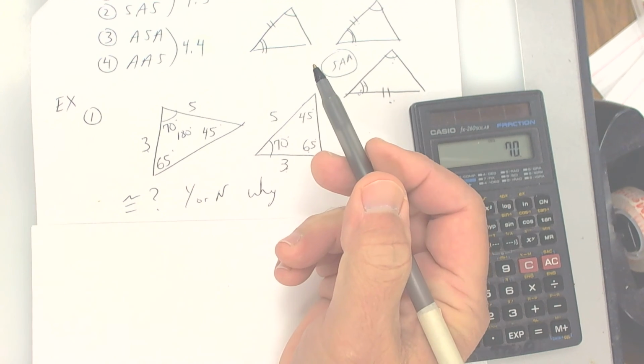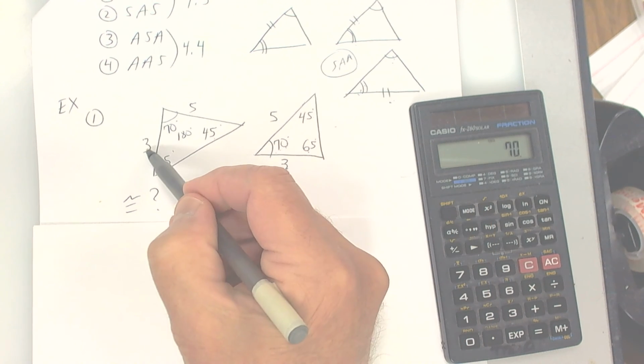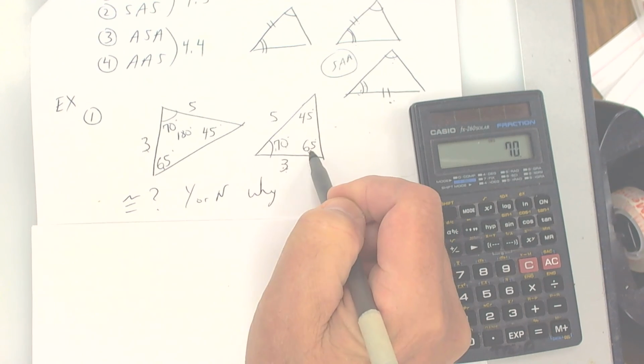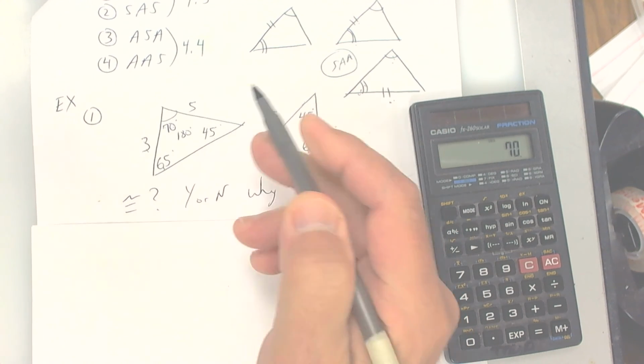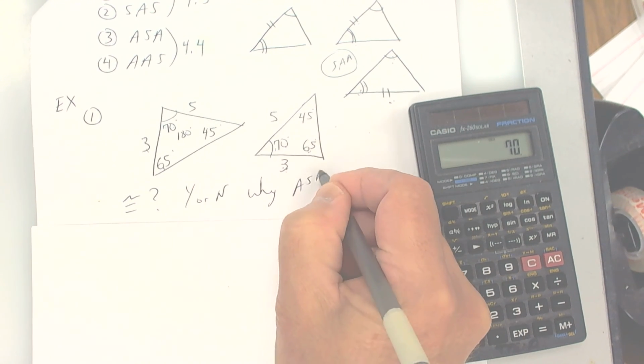70, a side, and an angle. So 73, 65, 73, 65. That's going to be angle, side, angle.